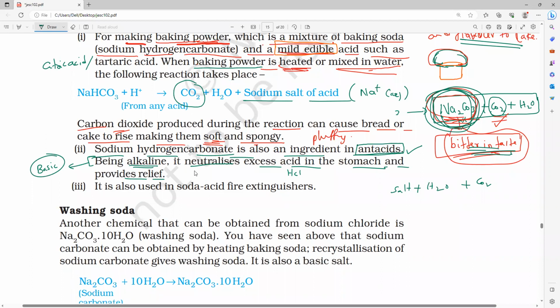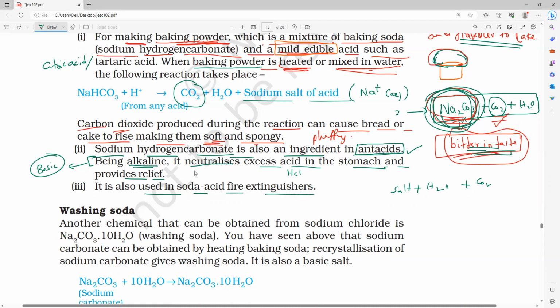Do you understand what I'm saying? Clear, everybody? Yes. So everyone should know that each and everything you need to work out. Okay. Next. It is also used in soda acid fire extinguishers.